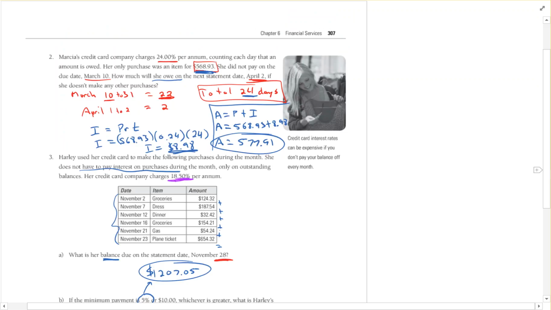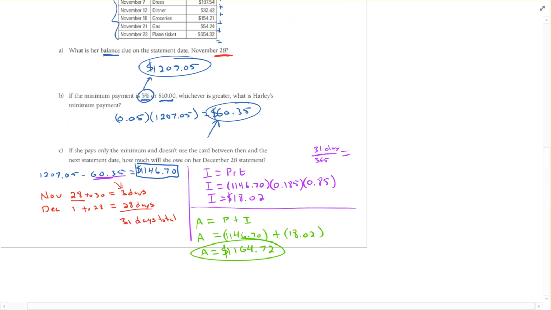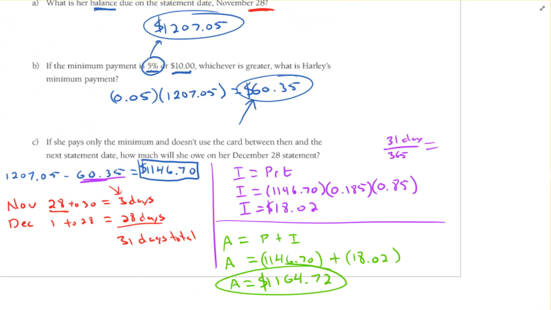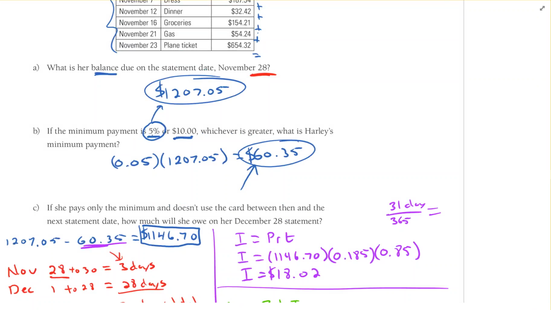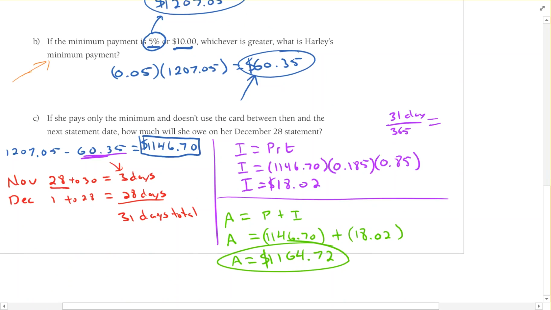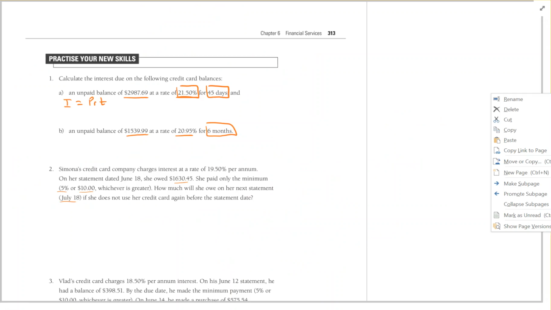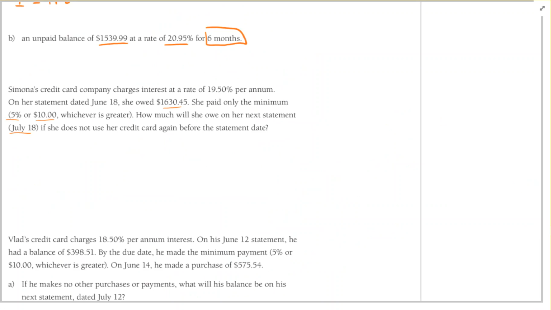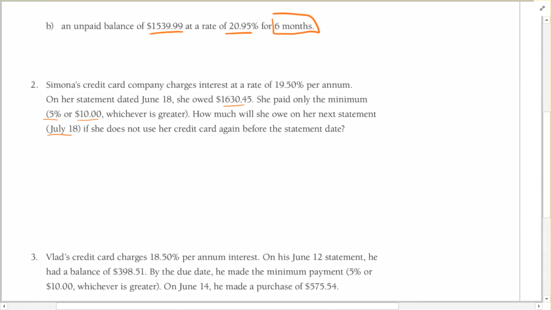Okay, so if you need a little hand with this one, what I would recommend is go back to page 307. It's very much like part C. It's actually pretty much like this question, right? So we had to figure out which was bigger, right? 5% or $10. It's almost the same question. So if you need a hand with that, go back to that page. But other than that, I'm going to leave you guys on your own. So go ahead and answer number 2 now.